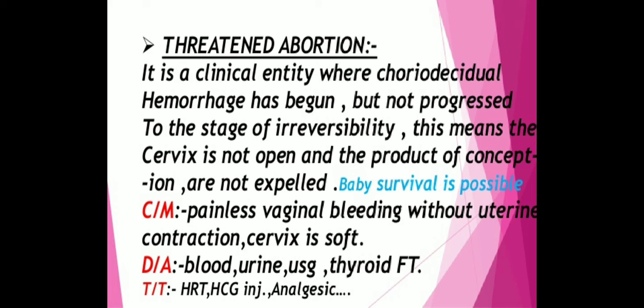Choriodecidual means there are two layers in the amniotic sac. One is the chorion and one is the decidua. Decidua is the endometrium of the uterus, as it is known in pregnancy. In pregnancy, the endometrium of the uterus turns into decidua, and the placental surface of the amniotic sac is known as chorion. So when bleeding occurs in this choriodecidual place, that is a threatened abortion.